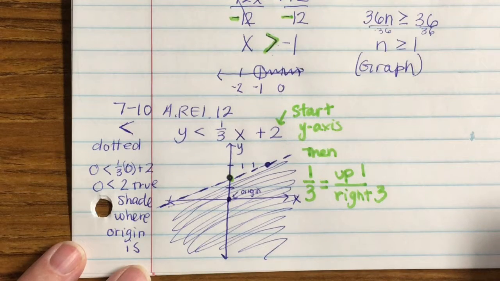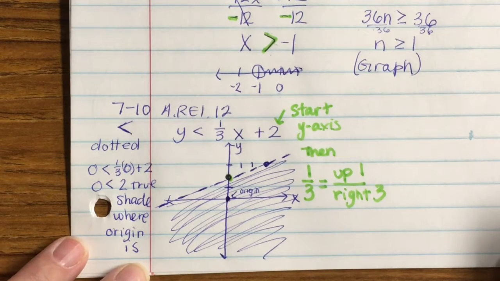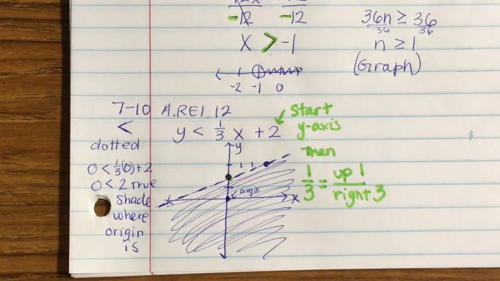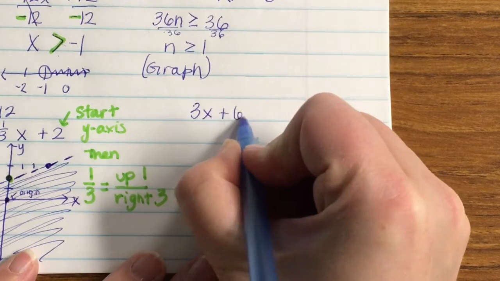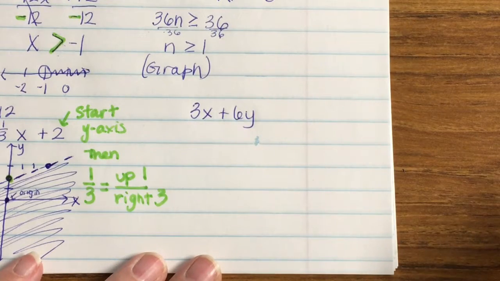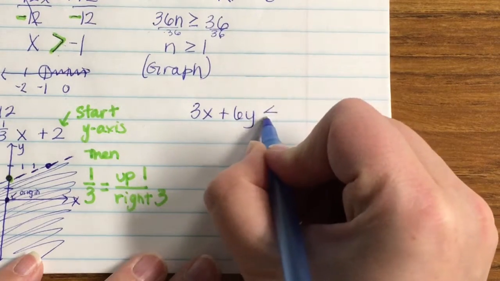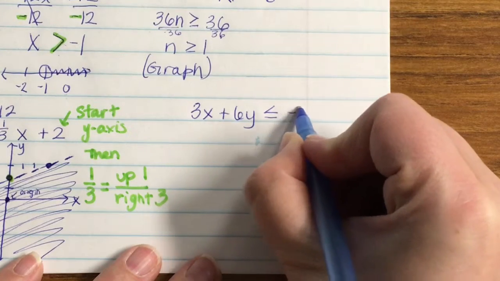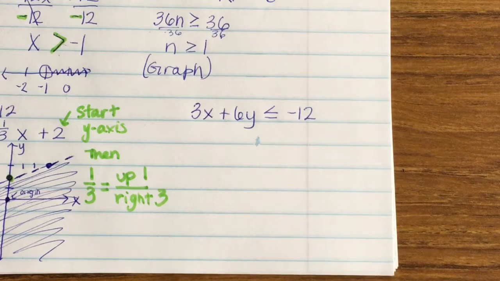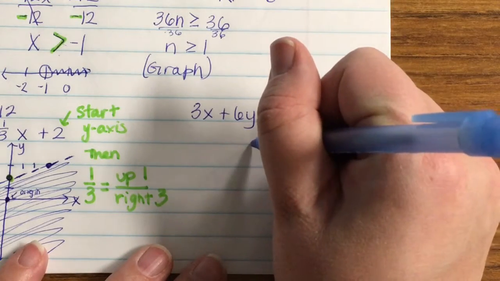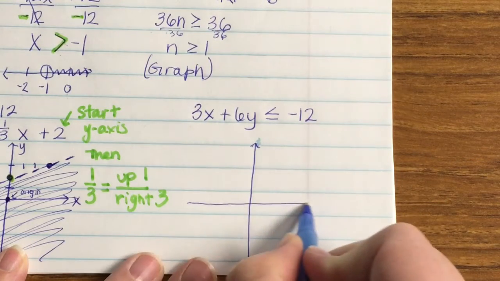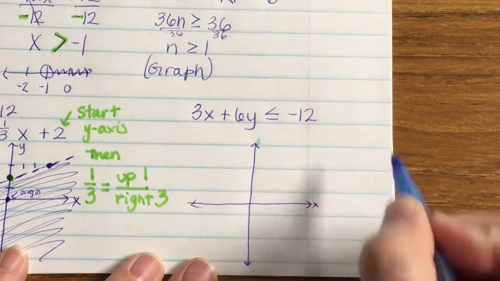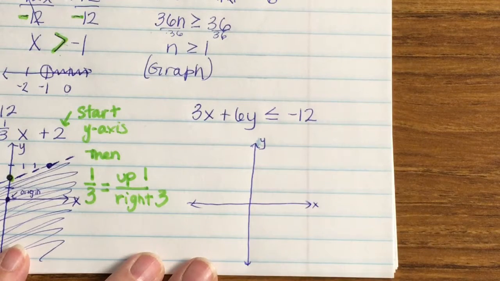Okay, and let's do another one. Is that good? Do you need me to leave this up here for a second? Yeah. Okay, next graphing problem: 3x plus 6y is less than or equal to negative 12. And you can graph these. Let's start by drawing the axes. So y-axis, x-axis. I like to label them so it reminds me.